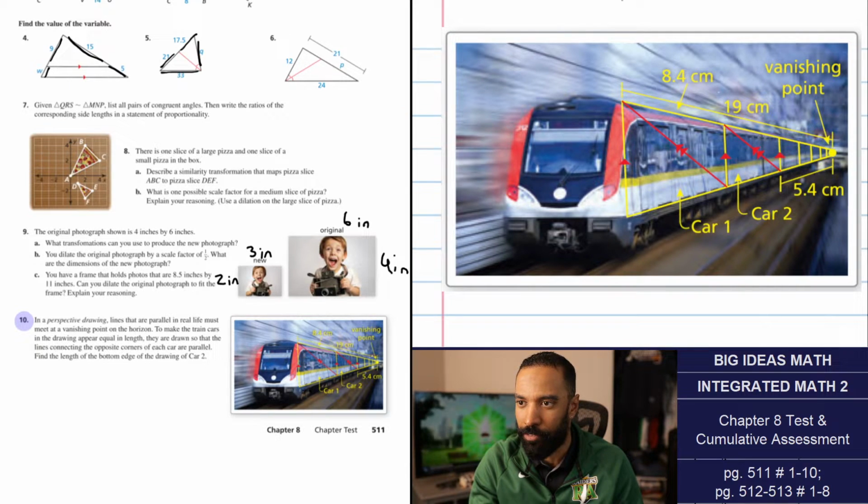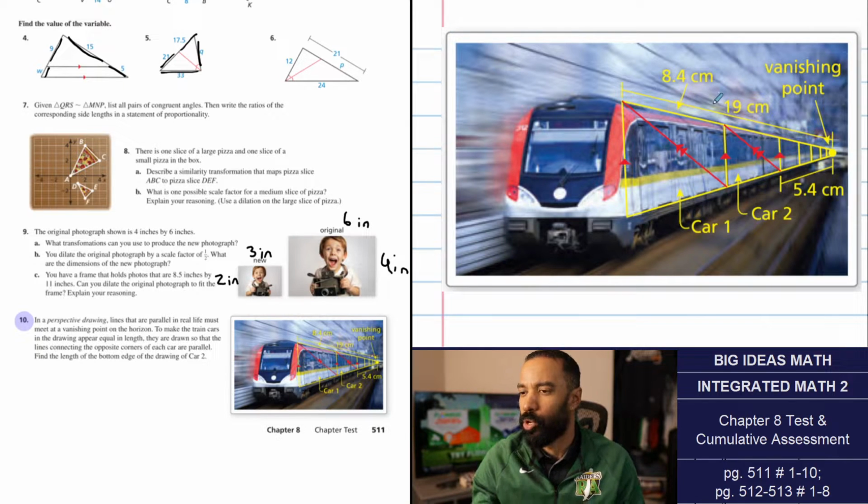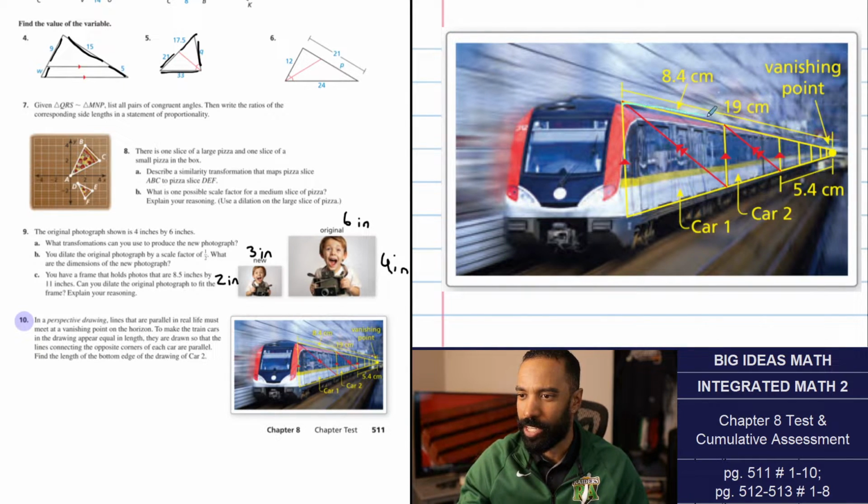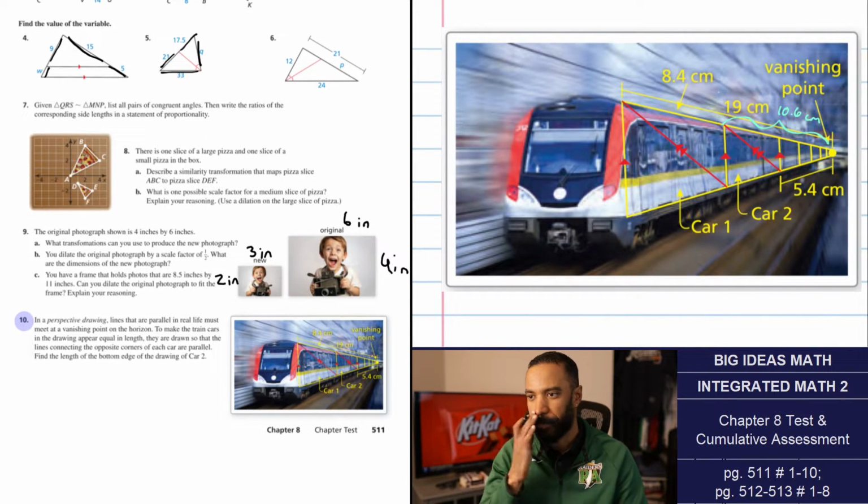Here's some information we have. Let me label some of this. So we have 8.4 is this guy, yet the whole thing is 19. So 19 minus the other there would make that 10.6. So 10.6 centimeters there.